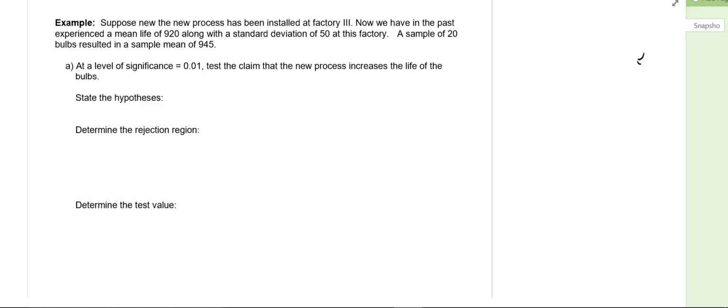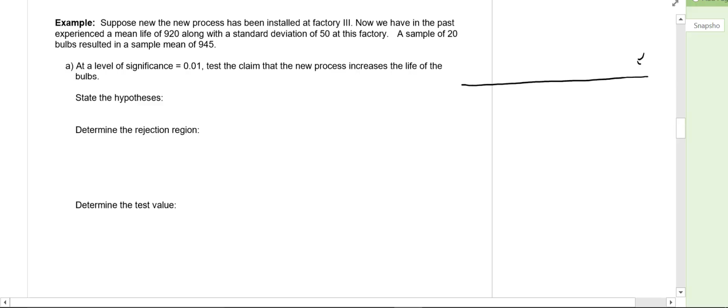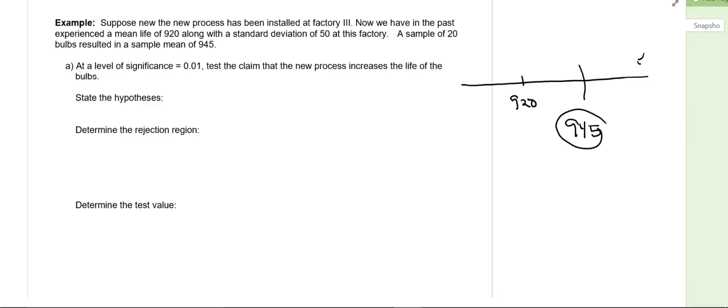Currently, the average life of a light bulb is 920 hours, right? Now, I've installed this new process at the factory, and I've taken a sample, and that sample resulted in a sample mean of 945. Is this sufficient for me to make the claim that the process is actually improving the life of the bulbs?